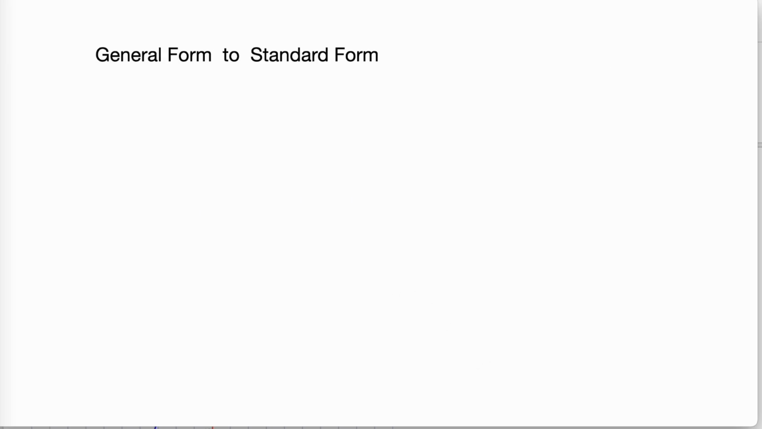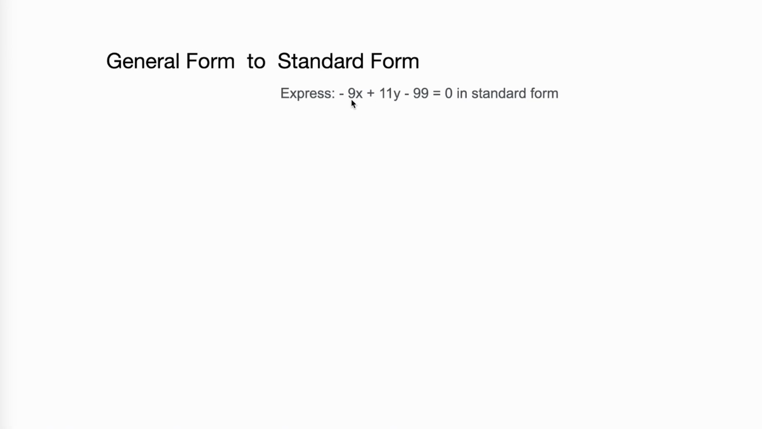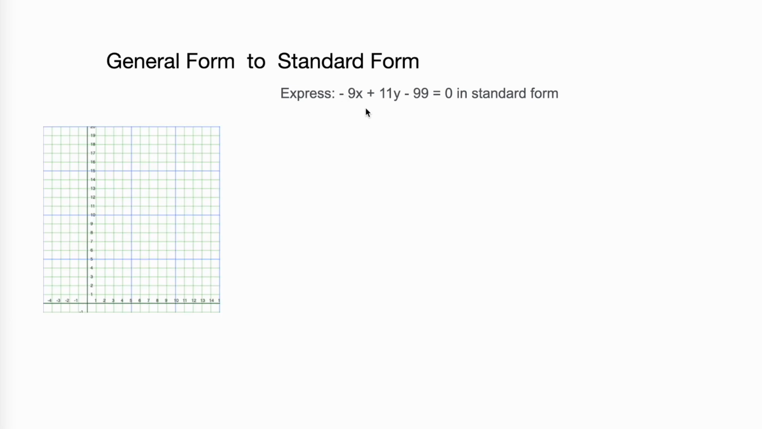Let's convert from general form to standard form. If you have a question like this, you have negative 9x plus 11y minus 99 is equal to 0. That's general form, and they want it in standard form. All you have to do is solve for y. I want to get the 11y all alone. I want to get rid of this negative 9x, so I'm going to do the opposite. I'm going to add 9x to both sides.